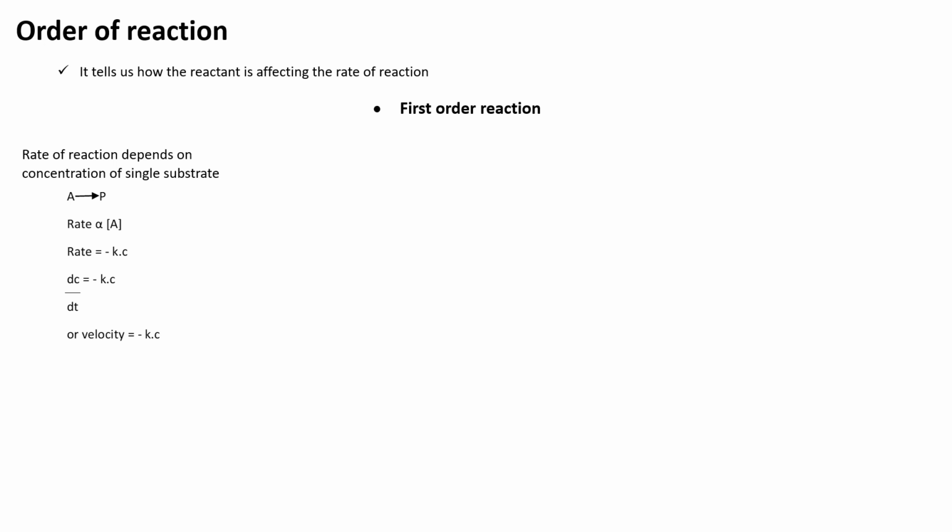Now what is order of reaction? Order of reaction tells us how the reactant affects the rate of a reaction. First we will see about first order reaction. What is first order reaction?